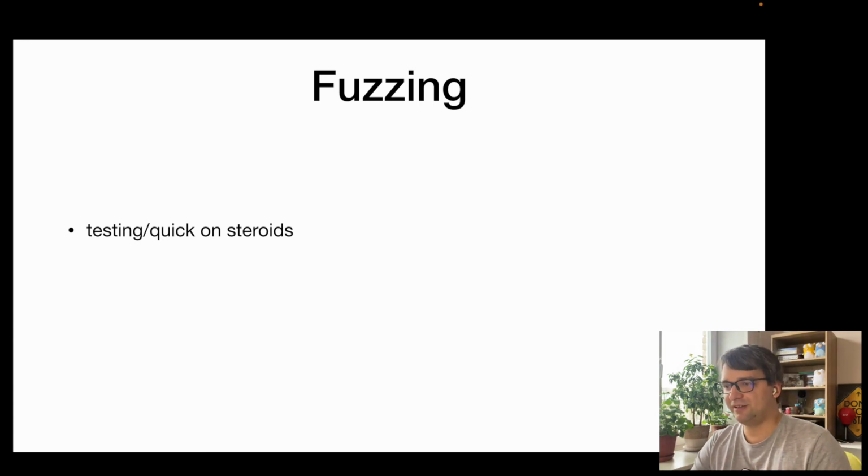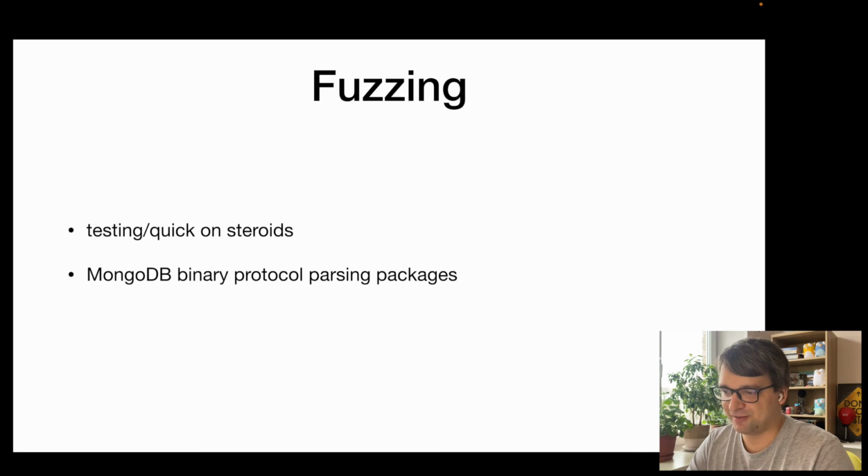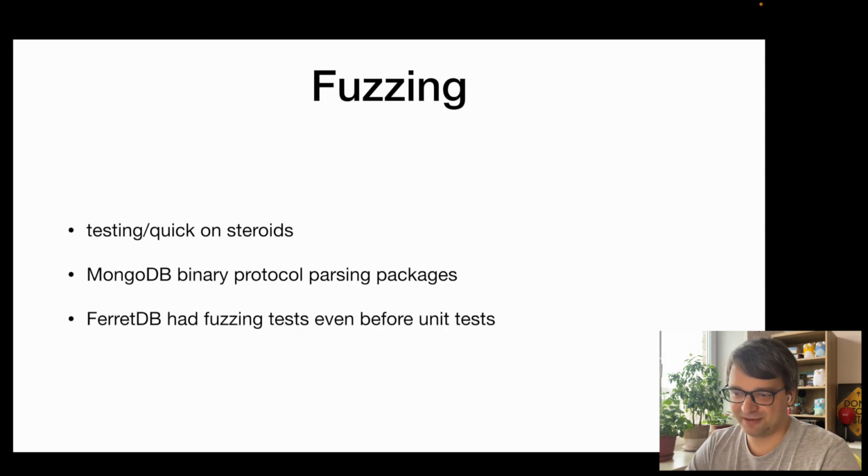And one important part of FerretDB is the MongoDB binary protocol parsing packages, of course. And that's the sweet spot for fuzzing, because binary parsing is quite complicated. There are a lot of edge cases, a lot of problems you could not just find with a basic unit test, because we developers try to test for the happy path, and fuzzing could generate inputs that make our parser crash. So actually FerretDB had fuzzing tests even before unit tests.